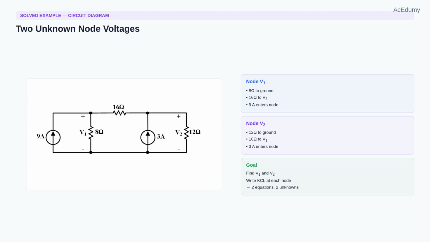Here is our circuit. We have 3 resistors, 8 ohms between node 1 and ground, 16 ohms between node 1 and node 2, and 12 ohms between node 2 and ground. We also have 2 current sources, a 9 ampere source entering node 1 and a 3 ampere source entering node 2. Our goal is to find the voltages at node 1 and node 2. Notice we already chose the bottom node as our reference ground. So we need 2 equations for 2 unknowns, V1 and V2.